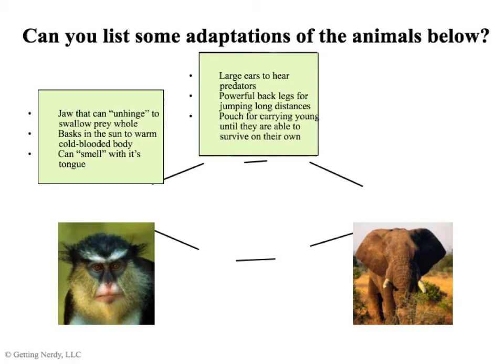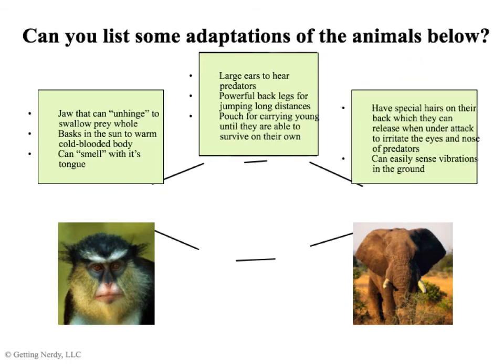Now the picture that didn't show up in this next spot is a tarantula. So what kind of adaptations do our tarantulas have? Okay, special hairs on their back. This is so cool. They can release them when under attack and irritate the eyes and nose of their predators. Did you know they can do that with the hair they have? And they can easily sense vibrations on the ground.